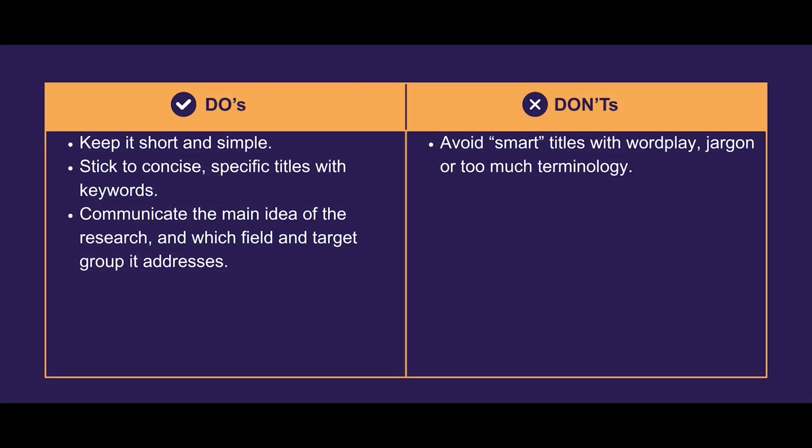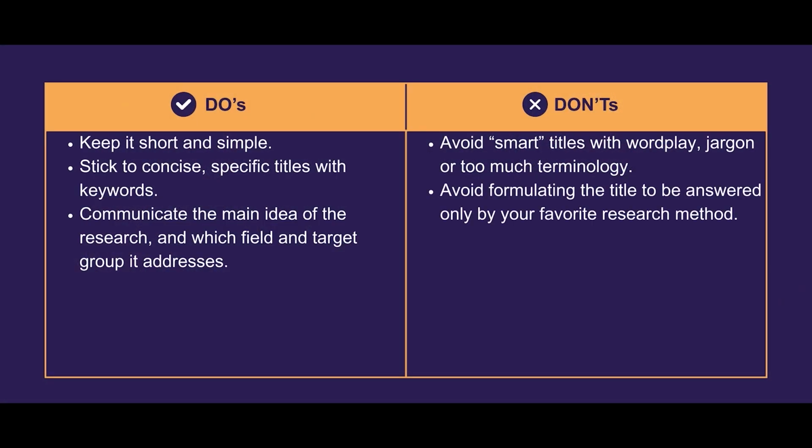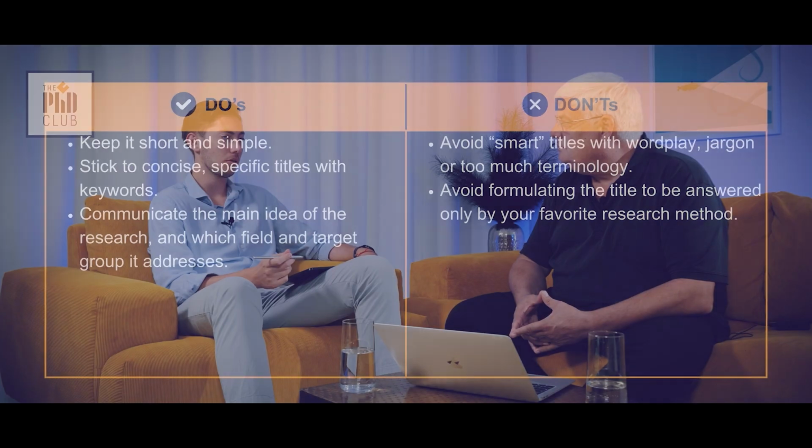But here comes the other catch, that the title shouldn't be based on your favorite topic or your favorite research method, but the other way around. So the title just describes what you're about to do, but it originates from the methodology that comes from the topic, not the other way around.